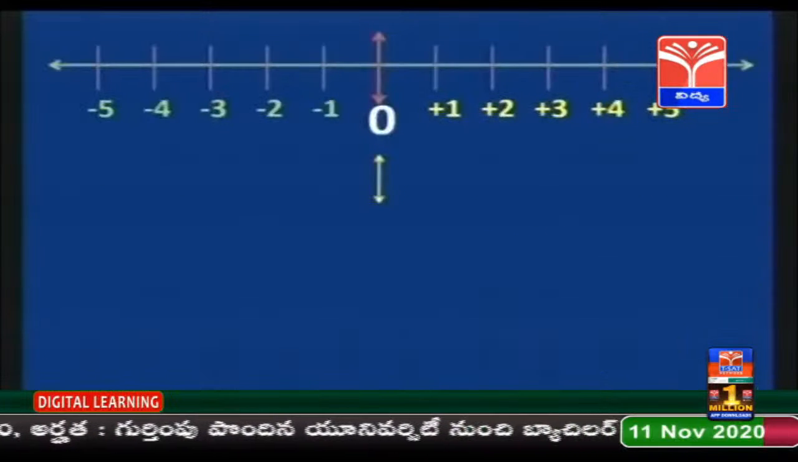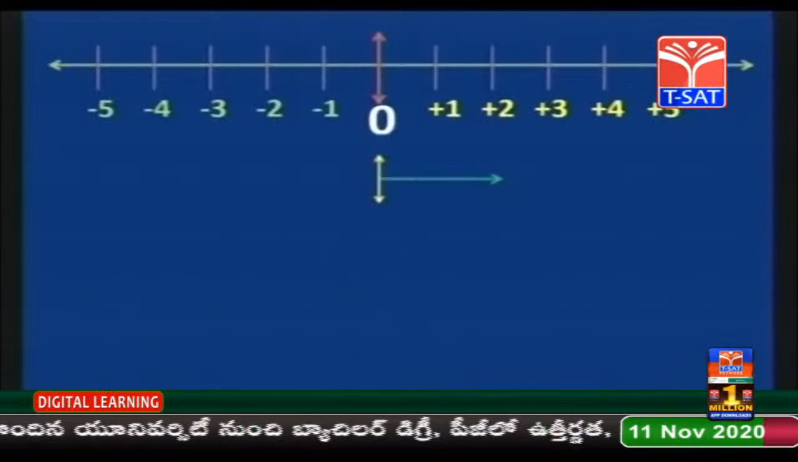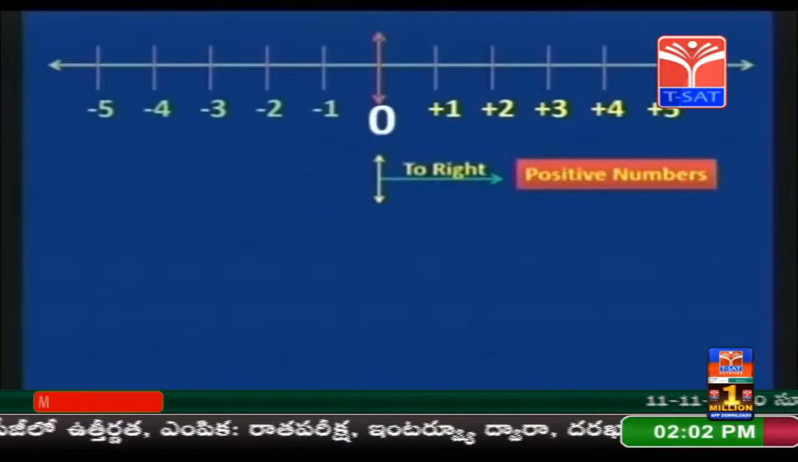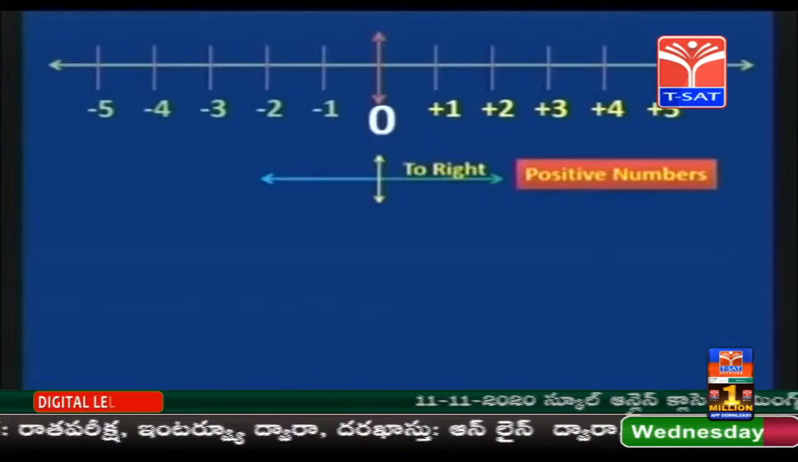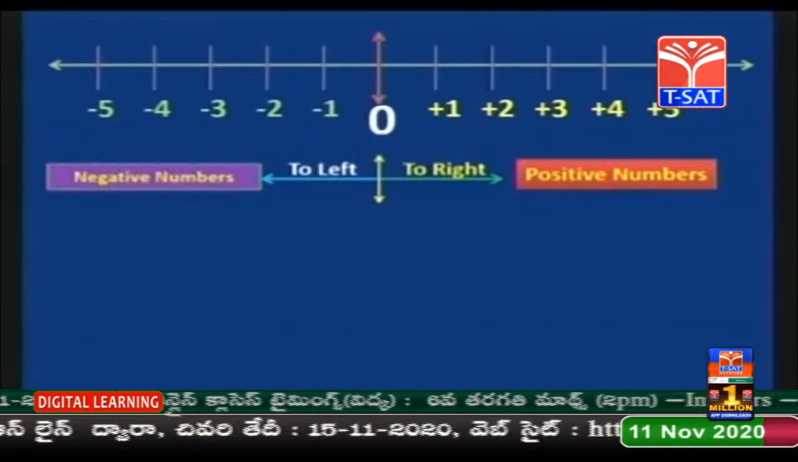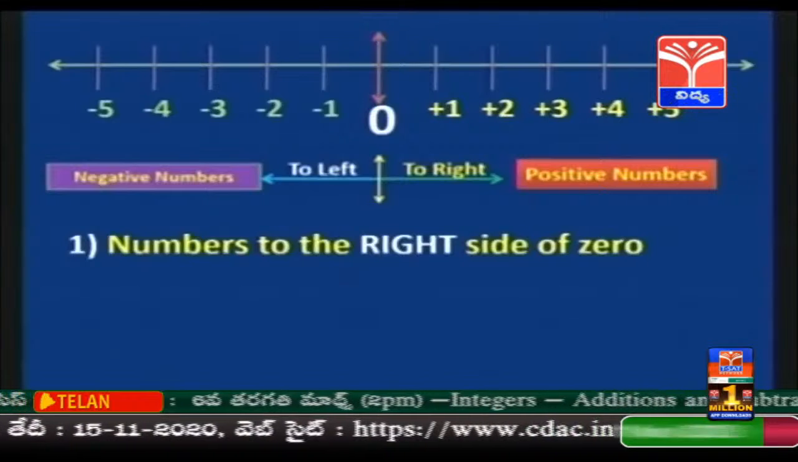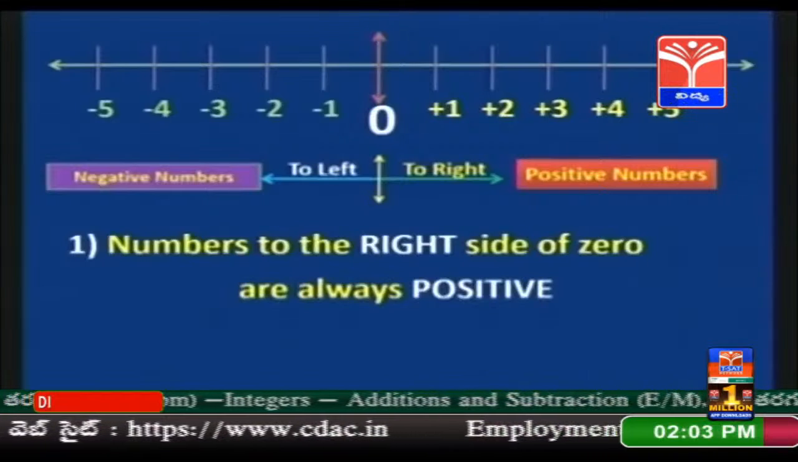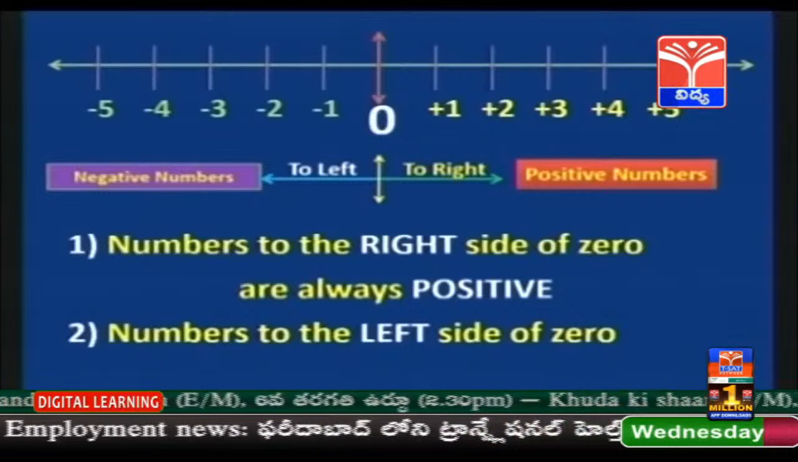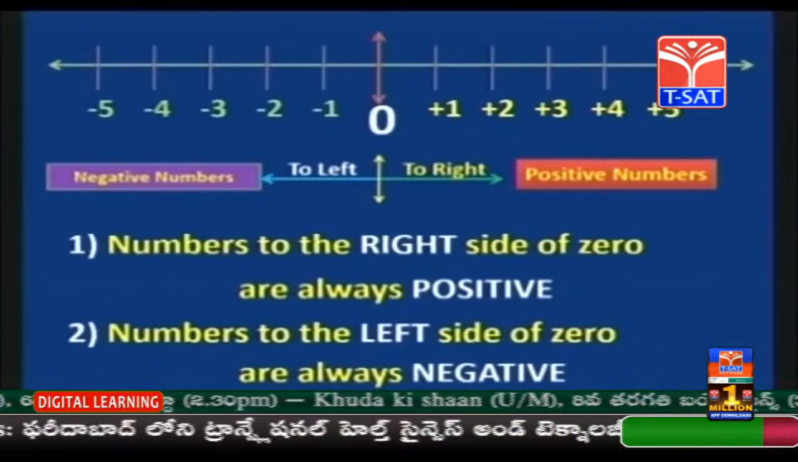Okay. Now, observe the number line. To the right side of 0, we will have positive numbers, and to the left side of 0, we will have negative numbers. Numbers to the right side of 0 are always positive. Numbers to the left side of 0 are always negative. Children, try to remember this.